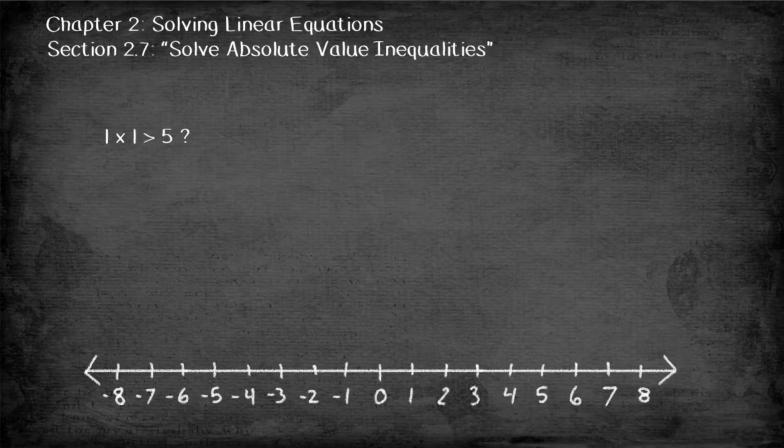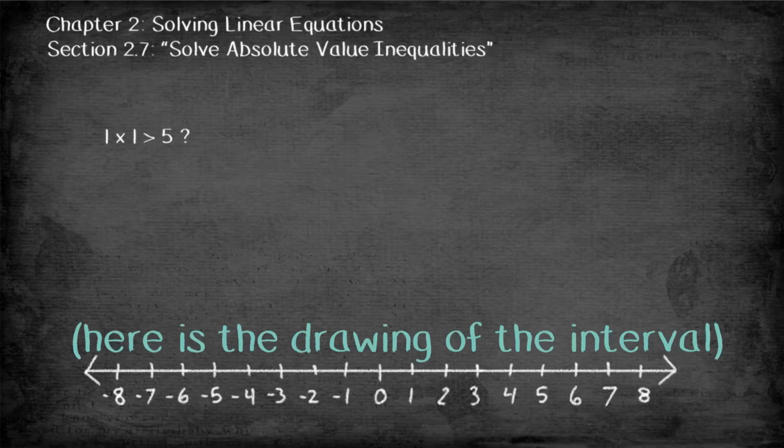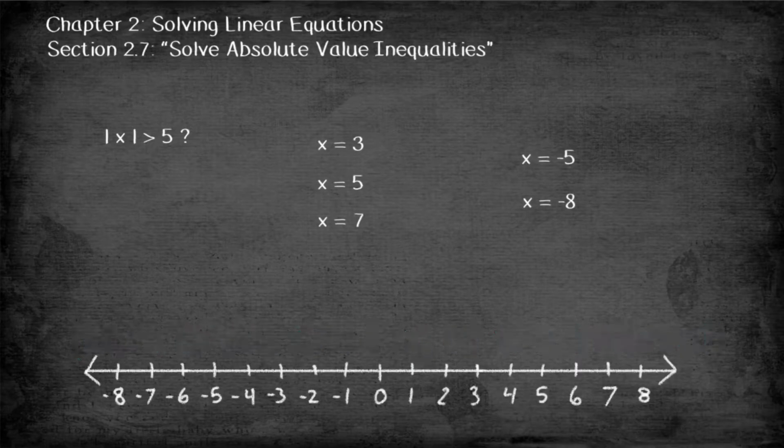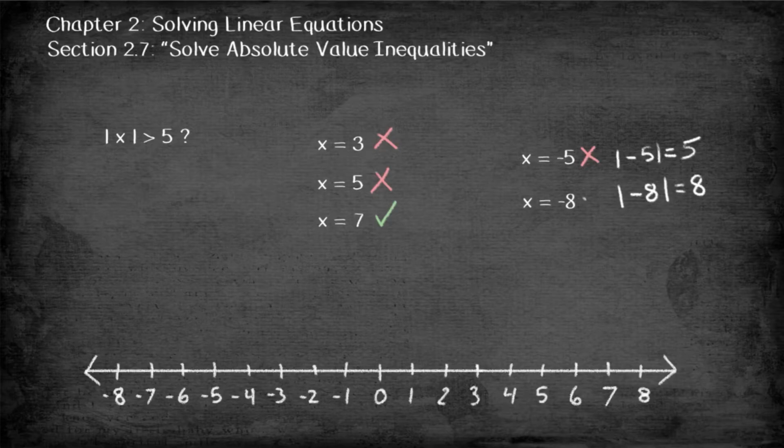All right, what if the sign was going the other way? We had a greater than or equal to. So we want to see which of these numbers are solutions. 3 is not greater than 5. 5 is not greater than 5. 7 is greater than 5. The absolute value of negative 5 is equal to 5. And that is not greater than 5. The absolute value of negative 8 is 8, and that is a solution.